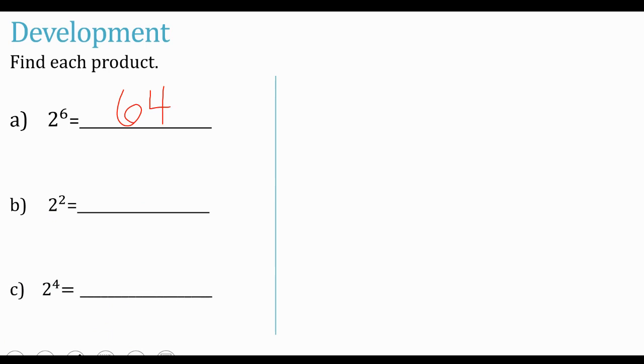Then we have 2 squared, which is 2 times 2. That gives us 4. And then 2 to the 4th power. Remember, that's not 2 times 4. That's 2 multiplied by itself 4 times, which gives us 16. Okay, so we have 64, 4, and 16.